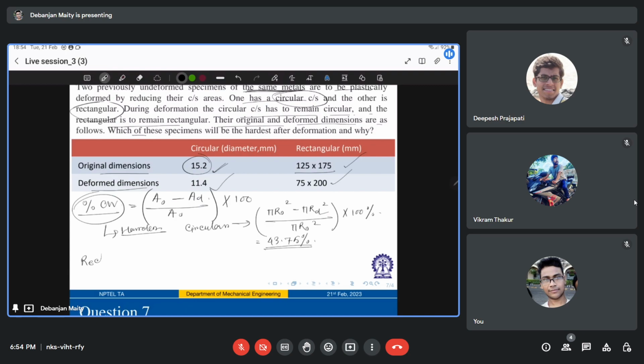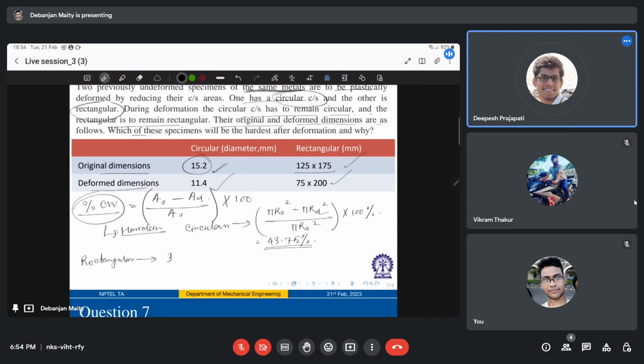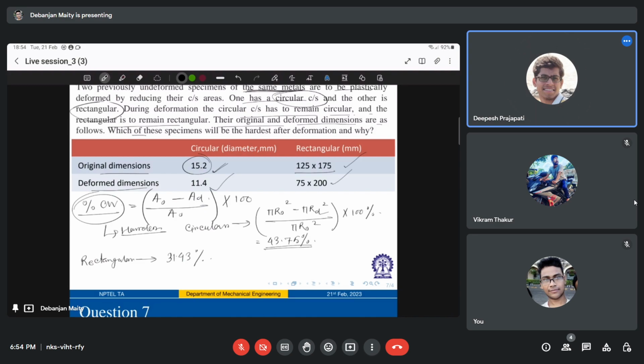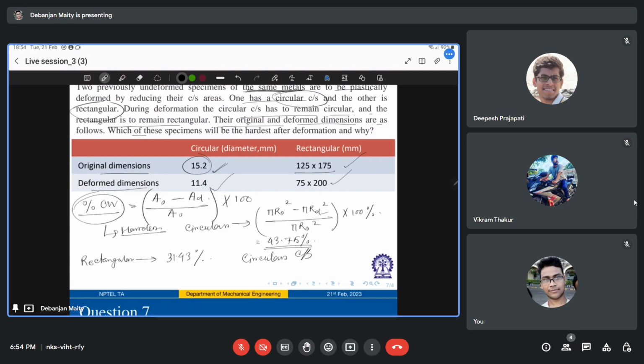Now for rectangular one, 31.43, great, 51.43%. So what can we infer from here? Your circular cross section is having this. Circular is more harder. Right. Circular cross section is much harder.